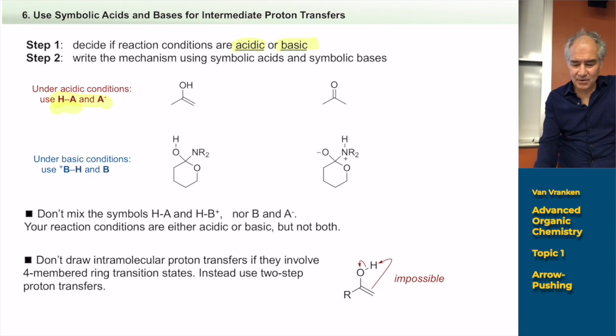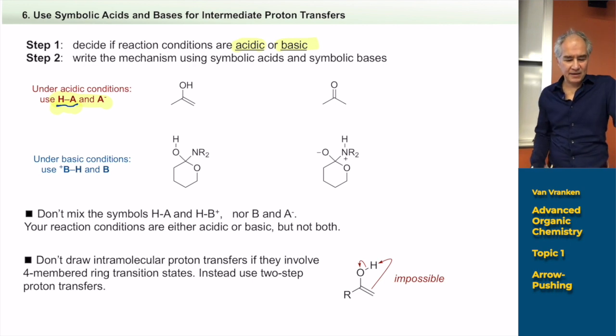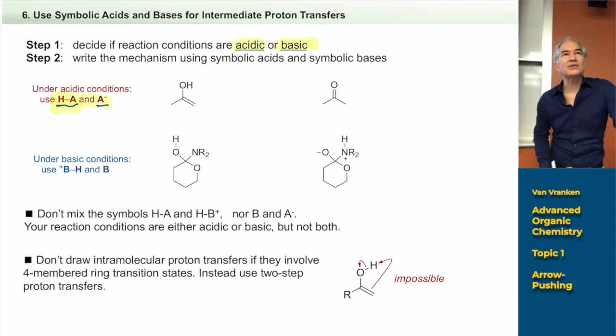So if the conditions are acidic, you should use this symbol for your acid. HA is going to be the symbol that you'll use for acidic conditions. That will be your acid, and you don't have to worry about whether it's H3O plus or HCl or a protonated carbonyl. Just use the symbol HA and don't worry about the identity of A. And if you need a base under those conditions, use the conjugate base A minus. Just draw a lone pair on that A minus and use it to pull protons off. There, you've got an acid, you've got a base, and that's what you should use if the conditions are acidic.